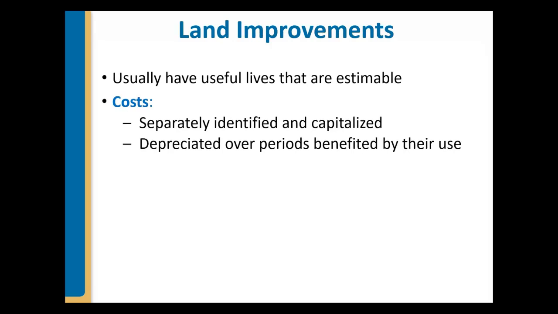So it's important to distinguish between the cost of land and the cost of land improvements, because land has an indefinite life, while land improvements usually have useful lives that are estimated. Examples of land improvements include the cost of establishing parking lots and driveways and private roads, the cost of fences and lawns and garden sprinkler systems. Cost of these assets are separately identified and they're capitalized. We depreciate land improvement costs over periods benefited by their use.